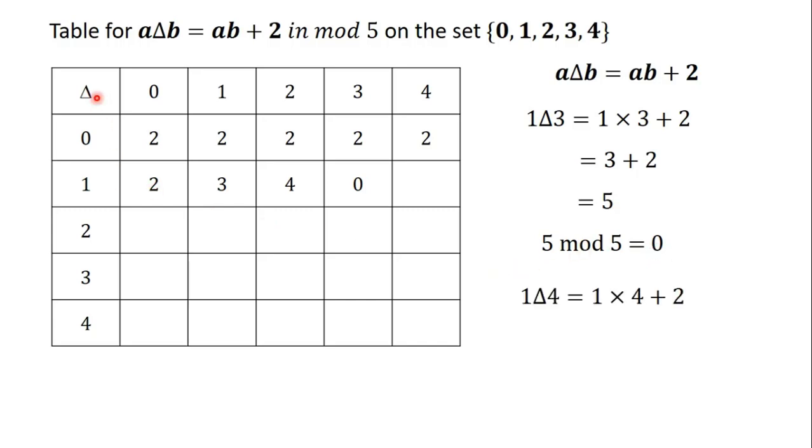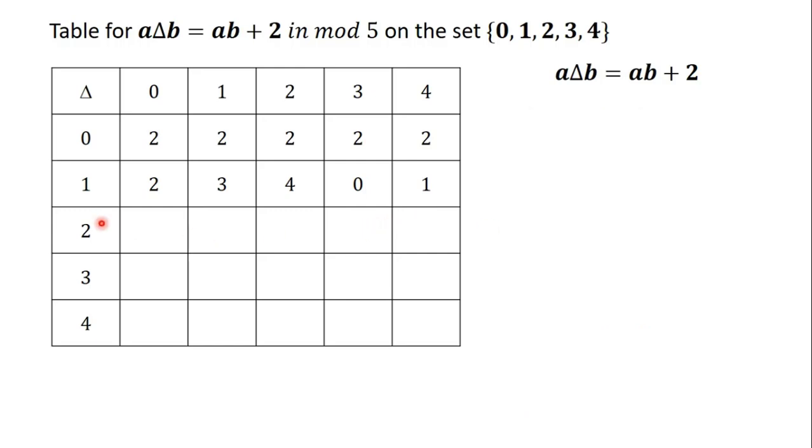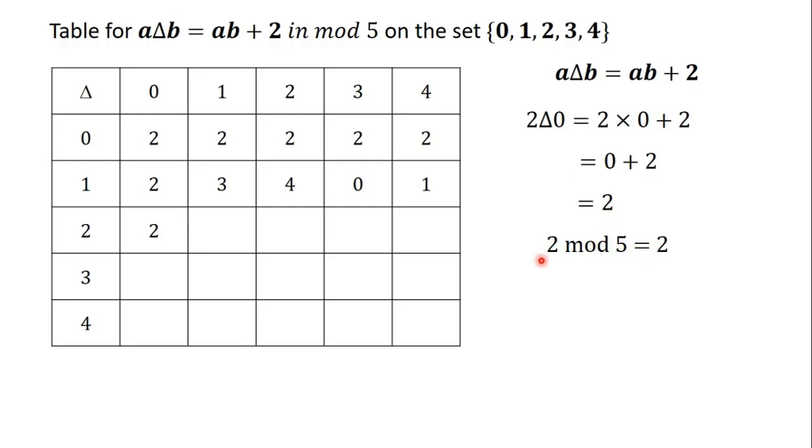The next one is 1 delta 4. 1 delta 4 is equal to 1 times 4 plus 2. This will give us 4 plus 2. 4 plus 2 is 6. 6 mod 5 is 1. Let's move on to the next row. 2 delta 0. 2 delta 0 is equal to 2 times 0 plus 2. 2 times 0 is 0. So you have 0 plus 2, and 0 plus 2 will give us 2. 2 mod 5 is 2.